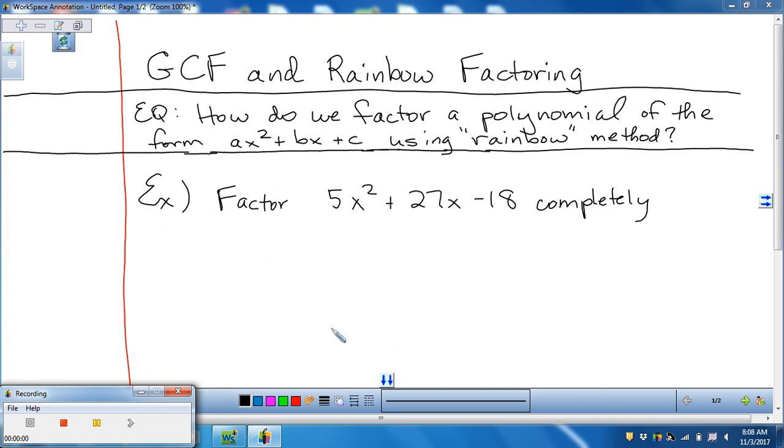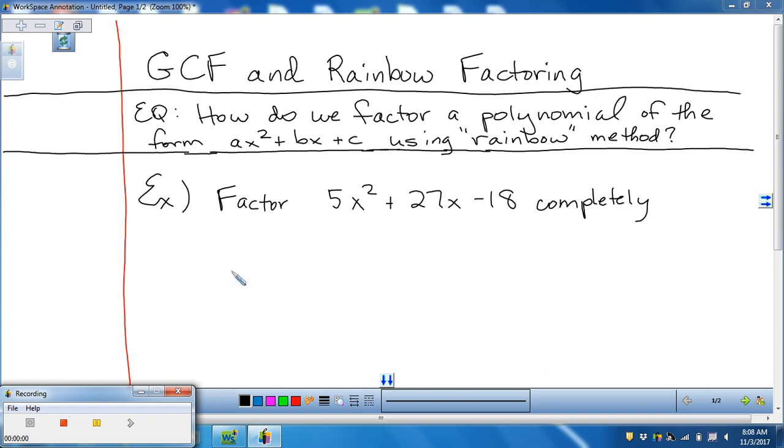Hello, this video is about GCFs and rainbow factoring. Our essential question is, how do we factor a polynomial of the form ax squared plus bx plus c using the rainbow method? And we're going to jump right into our examples.